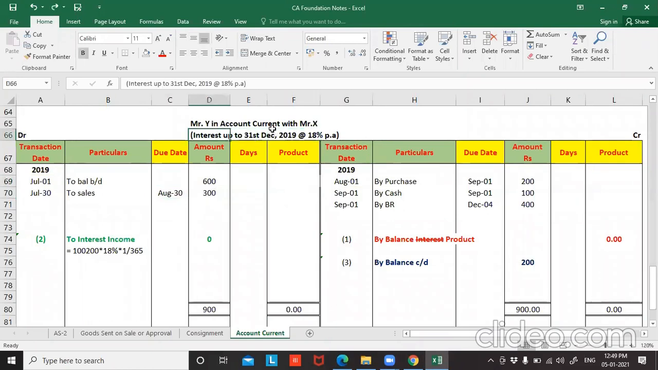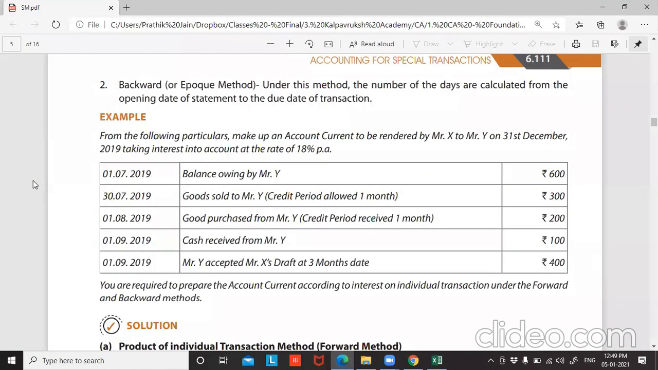This is Mr. Y in account current with Mr. X. So what do we normally do? We write the statement name and we write interest. Interest is calculated up to what period? Up to 31st December 2019 at 18% per annum. Then we will write the opening balance, guys. We'll copy paste the information and put down the transactions in this ledger.